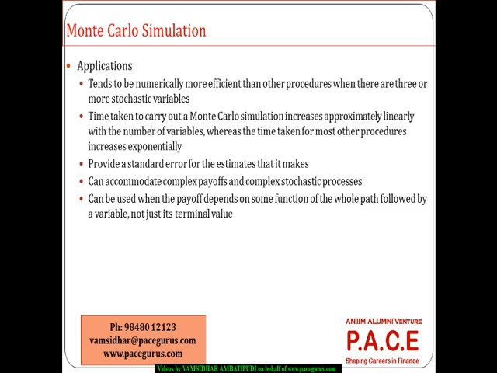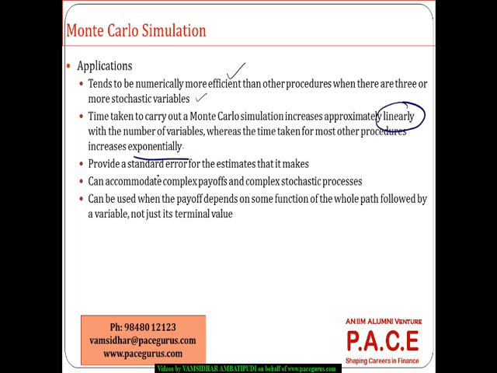So a few important points about the Monte Carlo simulation. It tends to be numerically more efficient than other procedures, especially when there are 3 or more stochastic variables, because the time taken to carry out a Monte Carlo simulation increases linearly, whereas for all other procedures I see an exponential increase in the time. So the higher the number of stochastic variables, the more effective Monte Carlo simulation is compared to the other models.